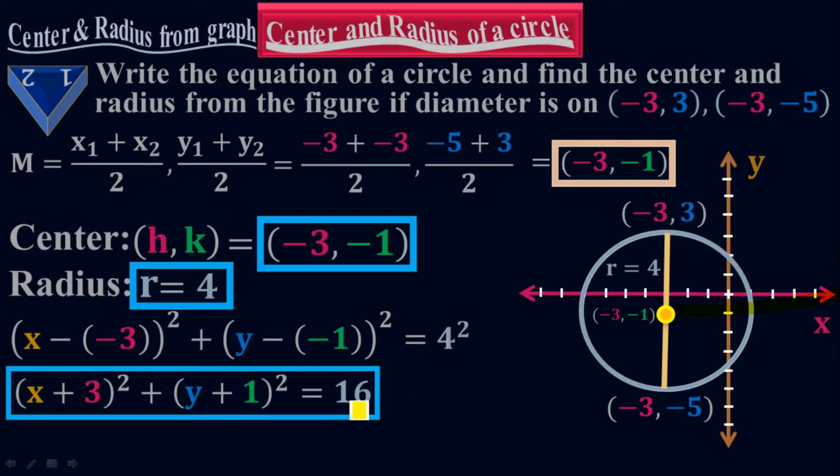So 4 to the 2 will be 16. This is the respective equation of the circle. Center of the circle, radius of the circle, and equation of the circle. That's all.